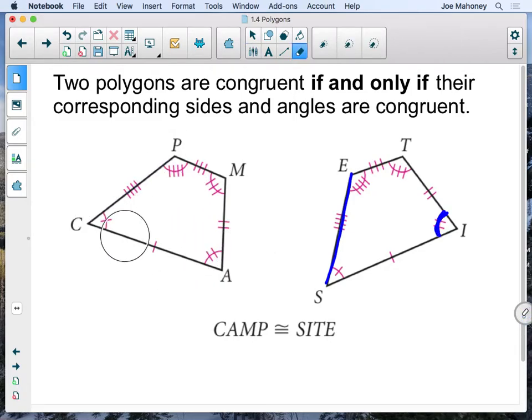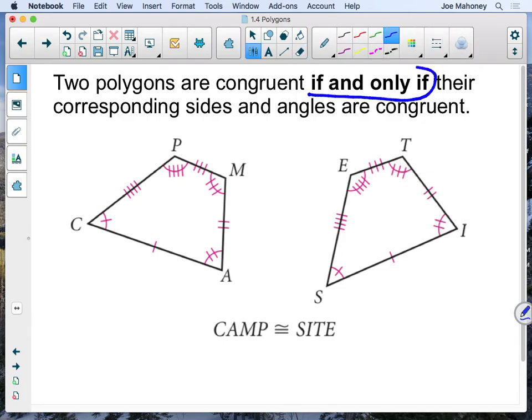I use this phrase if and only if. In geometry and in reasoning, if and only if means both sides have to be true. So if the polygons are congruent, then you know all the sides and angles are congruent. If you know all of its corresponding sides and angles are congruent, then the polygons themselves are congruent as well. And we would use our congruent symbol as well to write CAMP congruent to SITE. CAMP, SITE, that's cool.